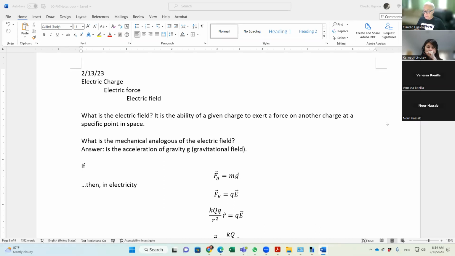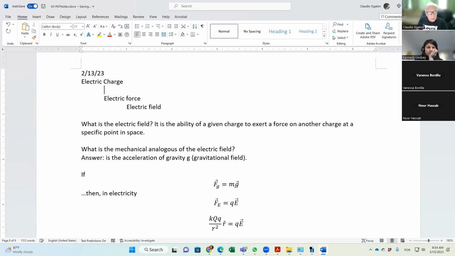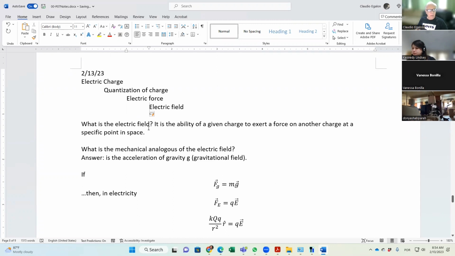Okay, today is February 13, 2023, and we're going to continue with the material that we started last week. Last time we covered electric charge, electric force, and the quantization of charge as well. And this time I'm going to cover the electric field.